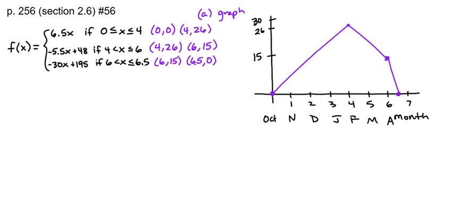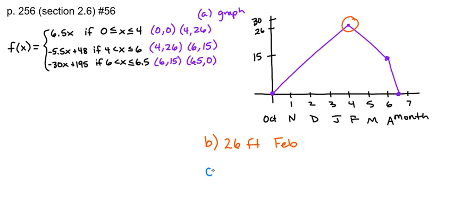And then for part B, we're talking about the deepest snow. So that would be the snow with the greatest number on the y-axis there. So the deepest snow is 26 feet. And it looks like that occurred in month 4, which was February.